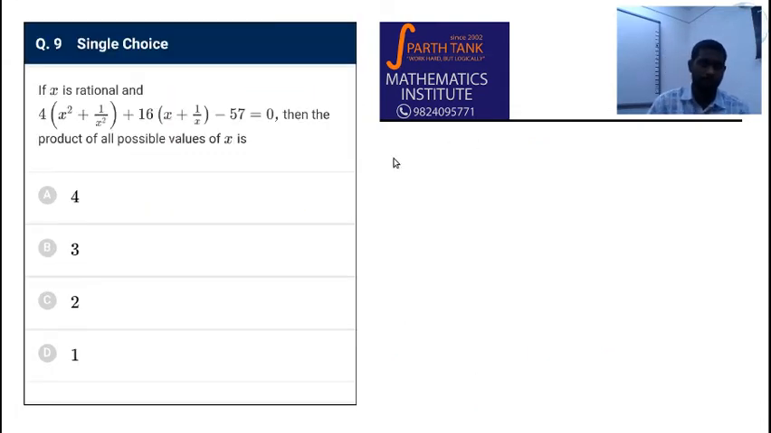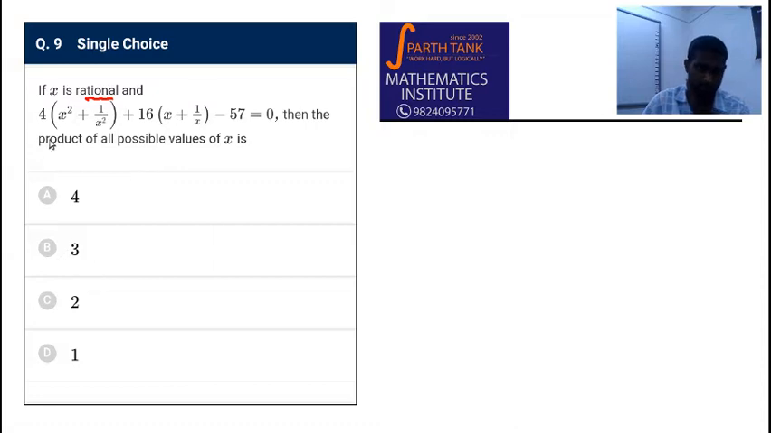Question number 9. If x is rational, that is it is not irrational or a complex number, it's a real rational number, and 4 times (x squared plus 1 by x squared) plus 16 times (x plus 1 by x) minus 57 is equal to 0, then the product of all possible values of x is what?